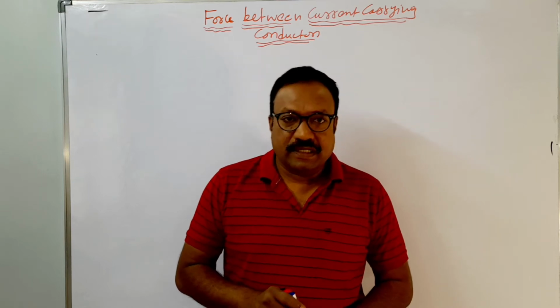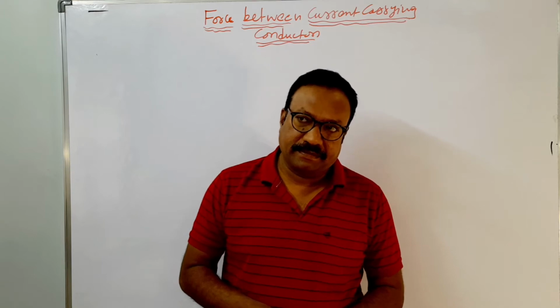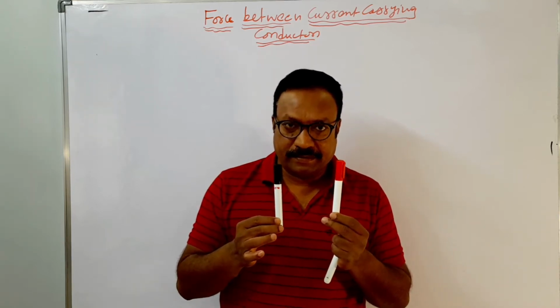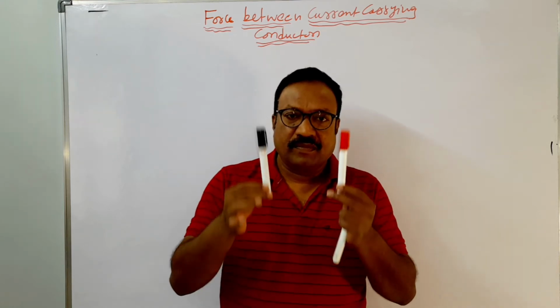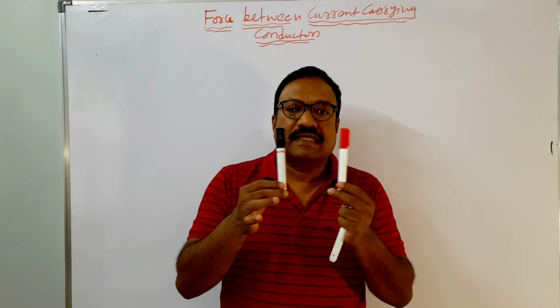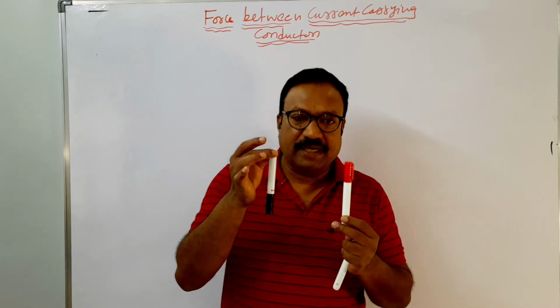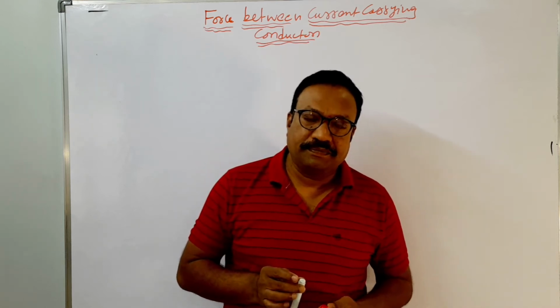Today we are discussing the force between current carrying conductors. Suppose there are two current carrying wires. The currents are moving in the same direction. Then it is found that they are attracting each other. If the currents are in opposite directions, it is found that they are repelling each other.